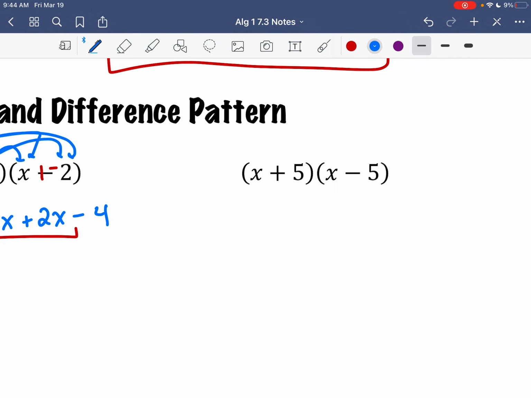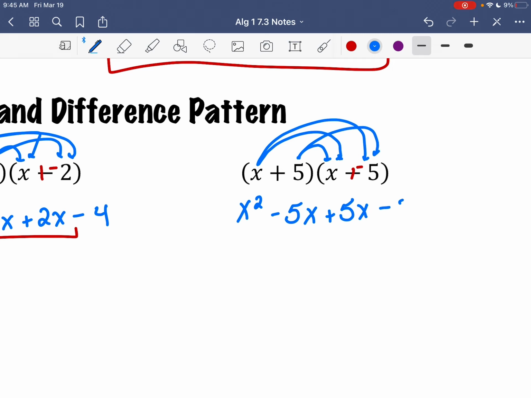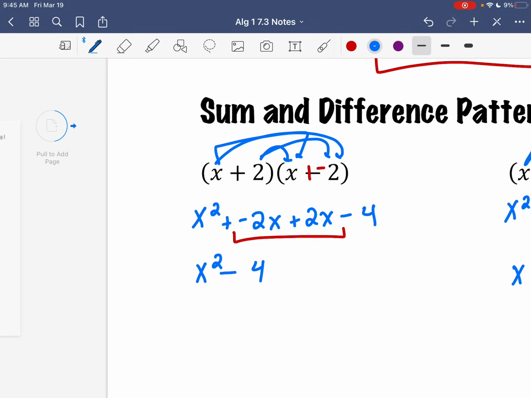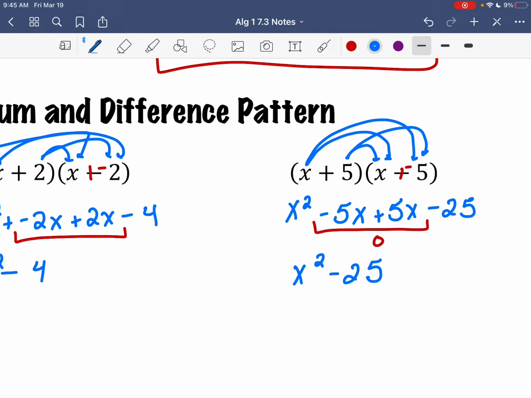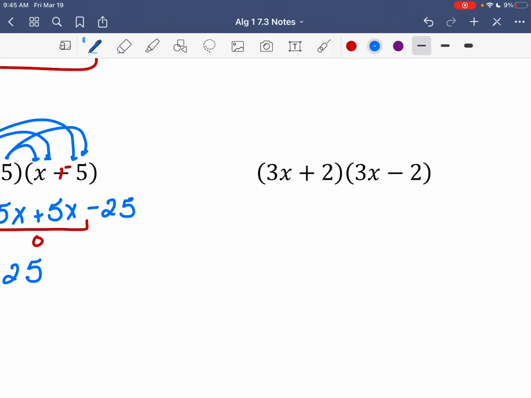Okay, the next one. Here we have x times x, x to the second. x times negative 5, which is negative 5x. 5 times x, positive 5x. 5 times negative 5 is negative 25. Again, my like terms there in the middle, negative 5x, positive 5x is 0 again. So I'm left with x squared minus 25. Anyone notice the pattern yet? Middle terms added out, the negative 2x, positive 2x, negative 5x, positive 5x. Let's see if it happens again.